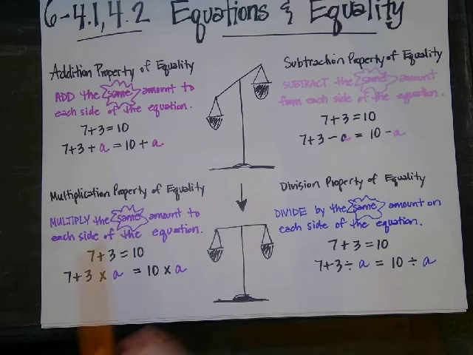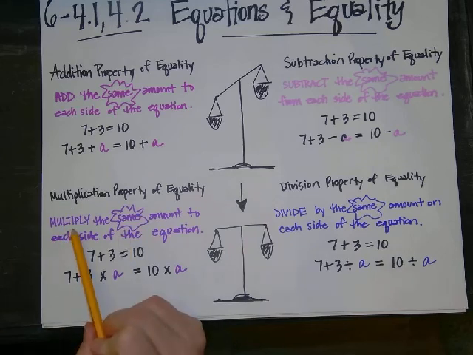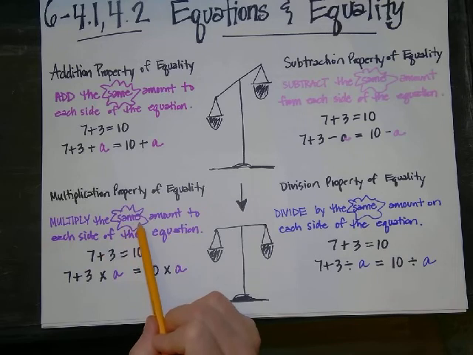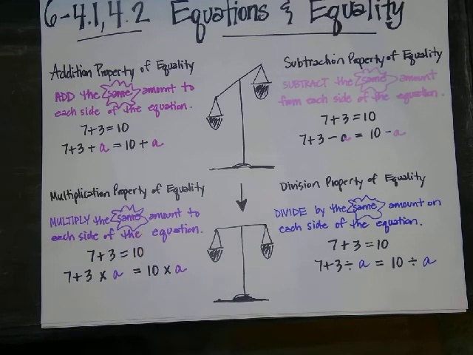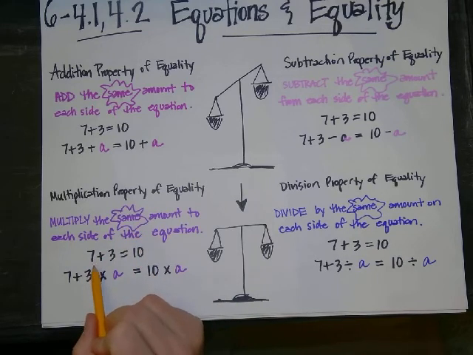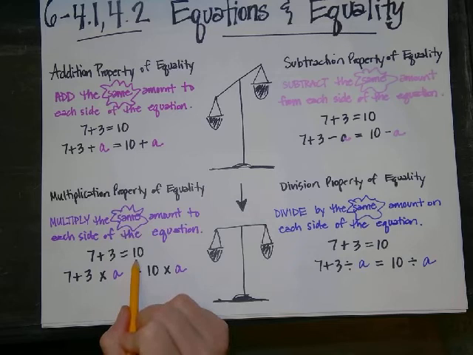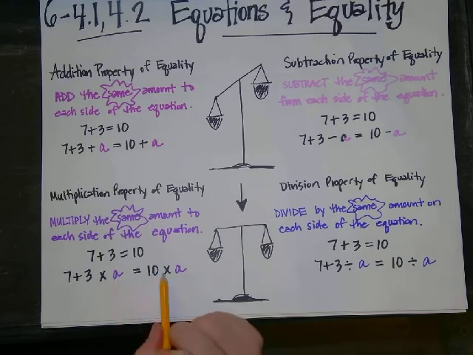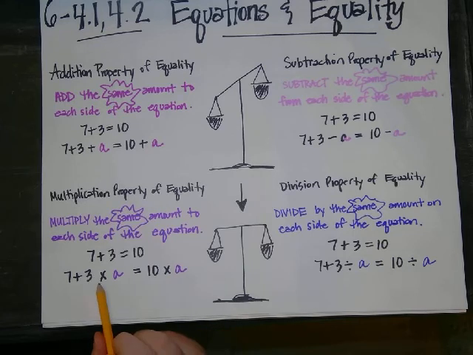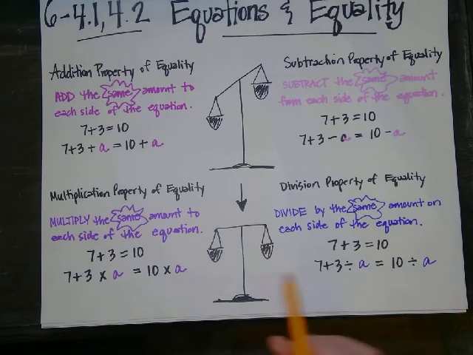Same thing holds true for the multiplication property of equality. This is telling us that we multiply by the same amount on each side of the equation. So if we start with this equation again, 7 plus 3 equals 10, and then we decide that we want to multiply some number, we'll call it A, we have to make sure that we're also multiplying by A on the other side of the equation. That's what equality is all about. Whatever we do to one side, we have to do to the other.